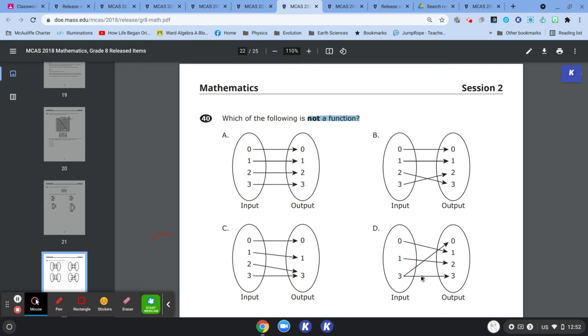function. If I were to graph this on an XY grid, the 3 would show up twice in a vertical line test at 3, 0, and at 3, 3. The vertical line test would be a fail. This is not a function. So the answer is D.